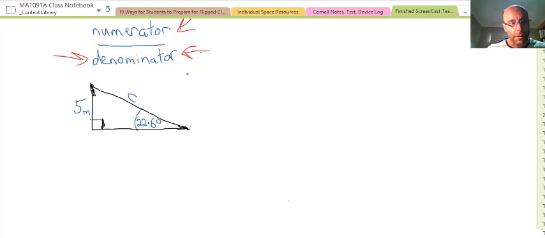Here we have a triangle, and this triangle has a given angle, 22.6 degrees. We have a given side, 5 meters, and we have an unknown side which we need to find, which is called C.